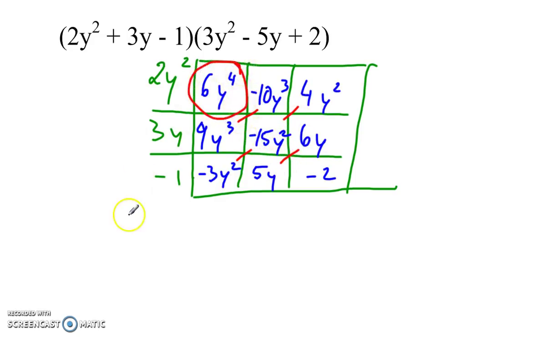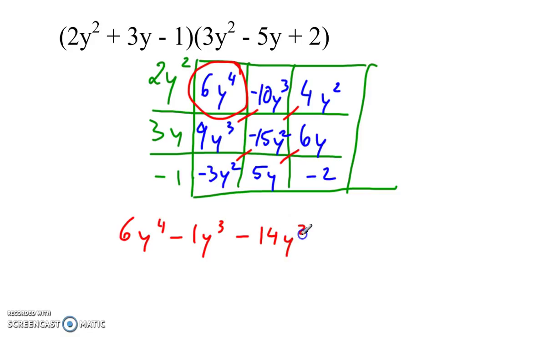Alright, so I'll start with this one. That's the greatest exponent. Then combine these. 9 minus 10 is negative 1 y to the third, or just negative y to the third. Negative 3 minus 15, negative 18, plus 4, negative 14.